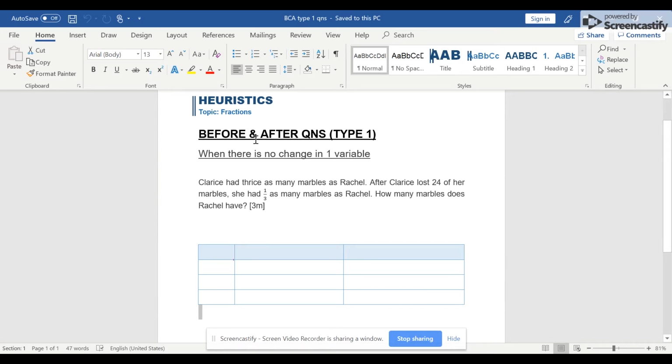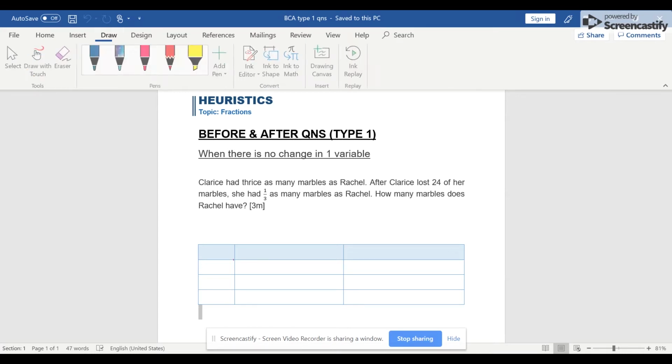So the question that we are looking at today is a before and after question. There are altogether 5 types of before-after questions. Okay, so today we'll be looking at the first type.